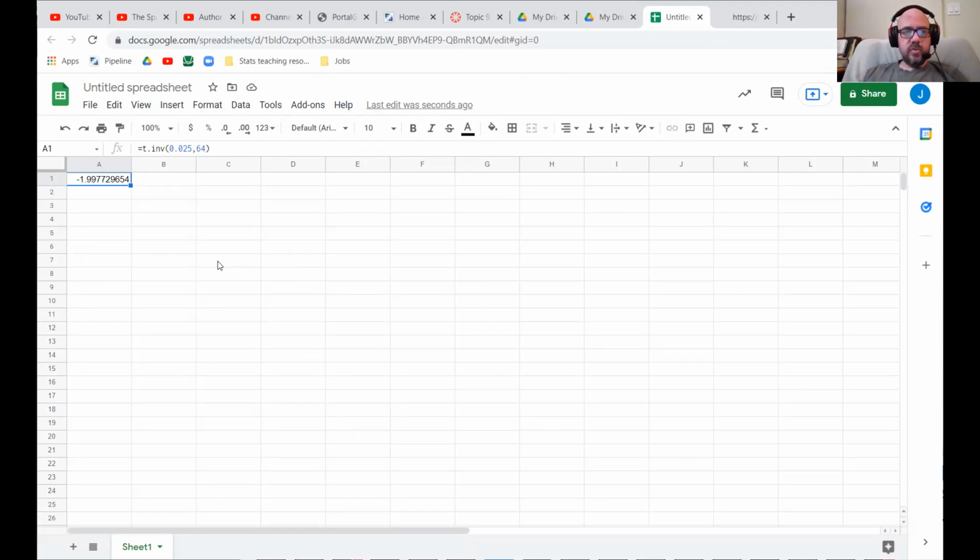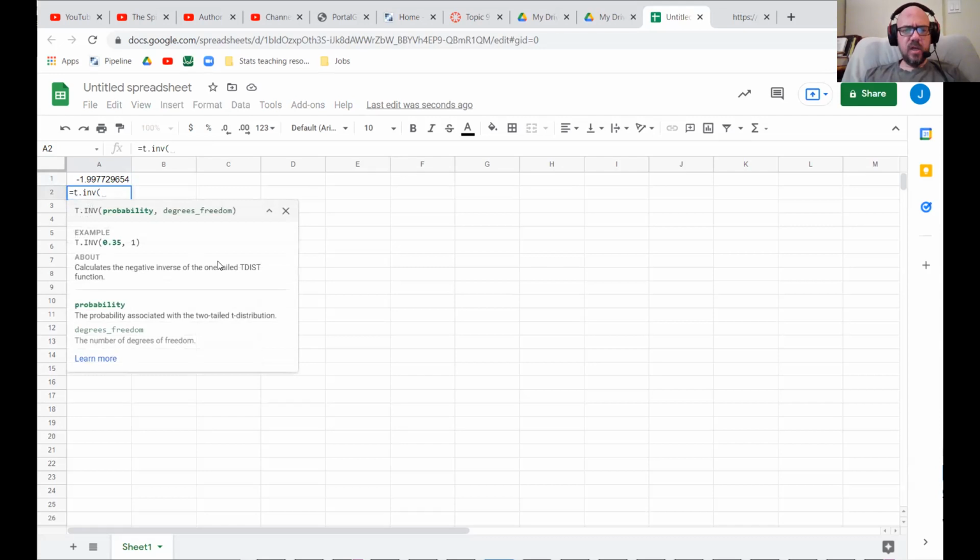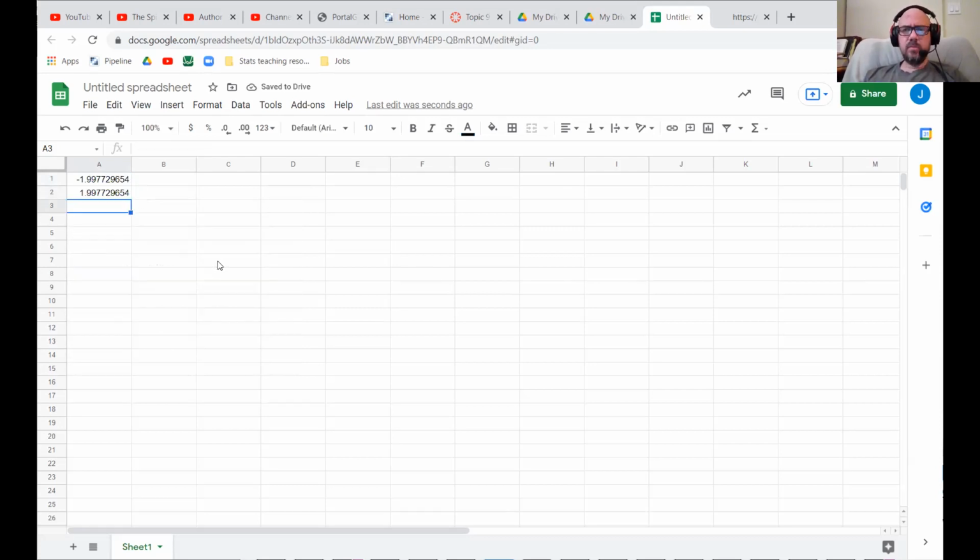Now, we can do the same thing for the other side, but I actually don't really need to because it's just the positive version of that. But just to demonstrate that, equals t dot inverse 0.975 with 64 degrees of freedom, and lo and behold, it's the same thing, but with the positive sign. So you really only need to find the critical value one time, and then the other critical value is just the other sign. If you found the positive one, it'll be negative. If you found the negative one, it'll be positive.